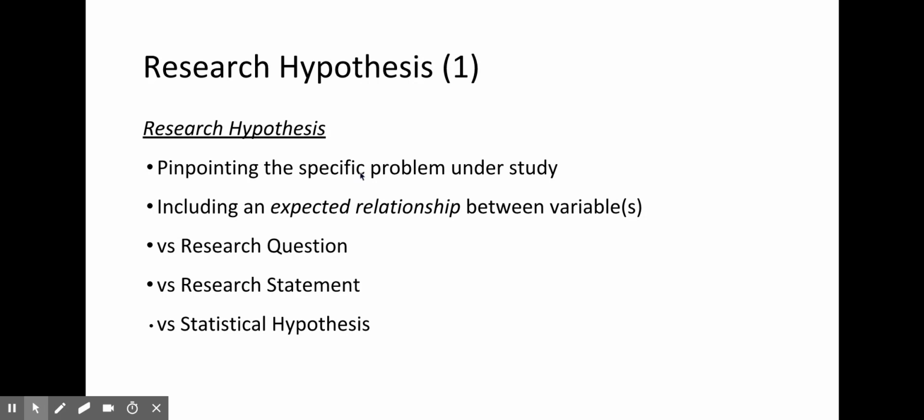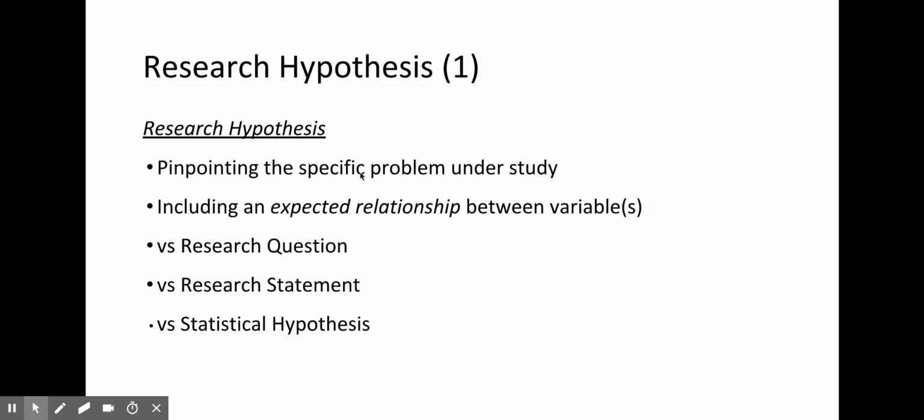A research question is different. For a research question you ask, what is the relationship? I want to see the effect. It's just question format. But a hypothesis, no. You must add your gut. You show your gut, what you think, what you believe, right? And the research statement doesn't. What's the difference between a hypothesis and a statement? A statement may or may not include that expected relationship. A research statement may or may not pinpoint the relationship between two variables, right? You understand what I'm saying?